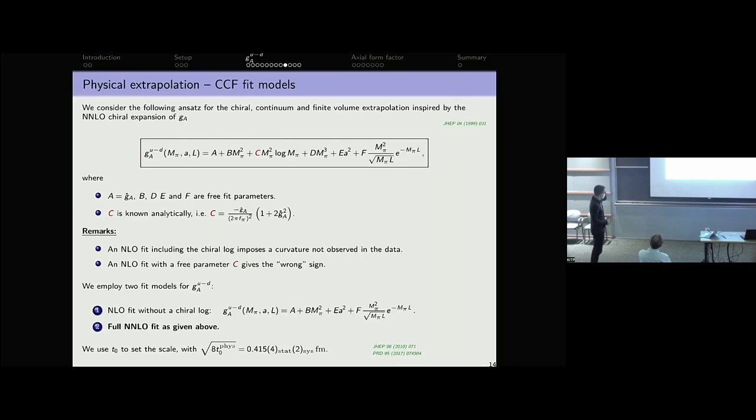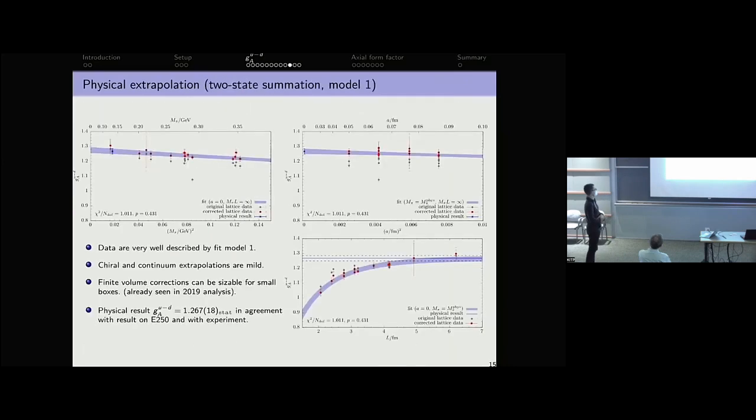Yeah, so that's the result from the first fit model. And now there are three plots. This is the chiral, continuum, and infinite volume extrapolation. The way these plots work is as follows. There's always the gray data points, which is the original lattice data. And then the red data points are corrected for everything that's not on the x-axis. So in this case, they are corrected for the continuum limit and the infinite volume limit. And they should be described by the blue extrapolation curve. And the blue data point is the physical result that we get out of this procedure.